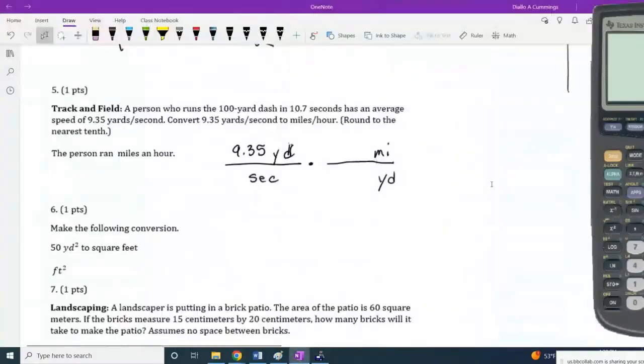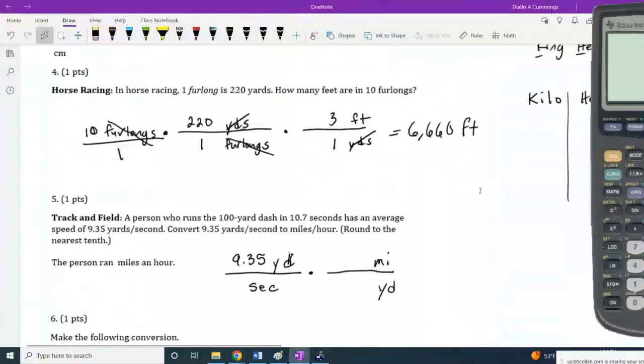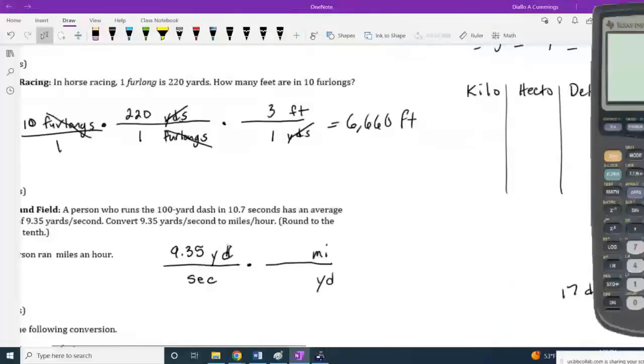So this is what I'm saying by that. Well, I guess I'm going to do it that way. I'm going to convert from yard to feet, and then I'm going to convert from feet to mile. Everybody see how that's kind of working out?